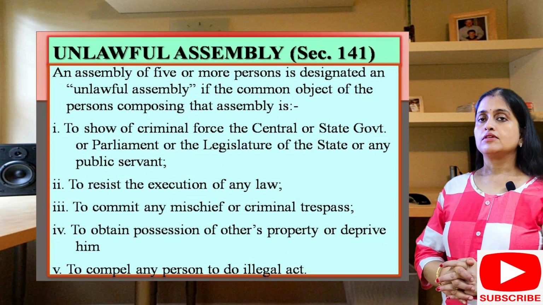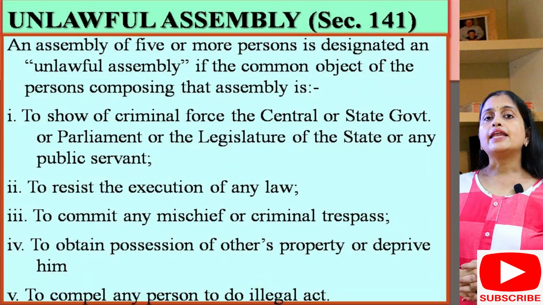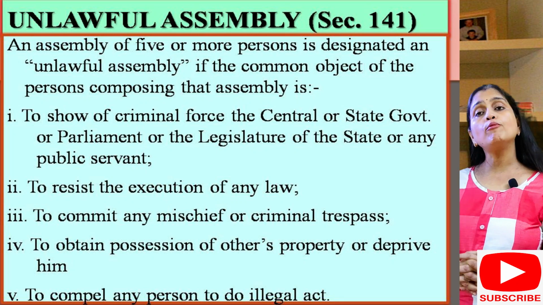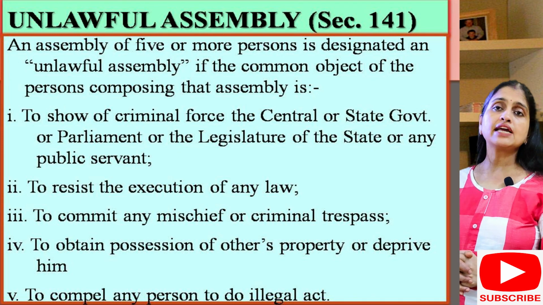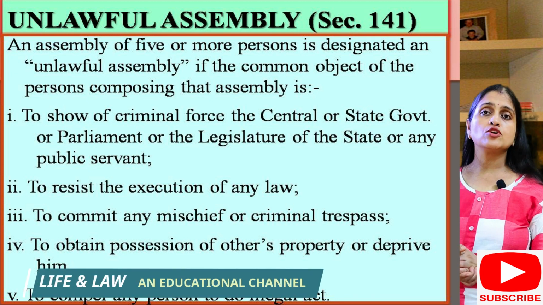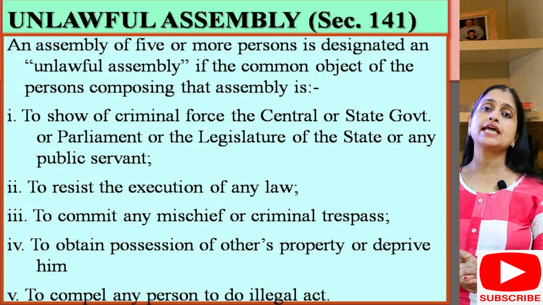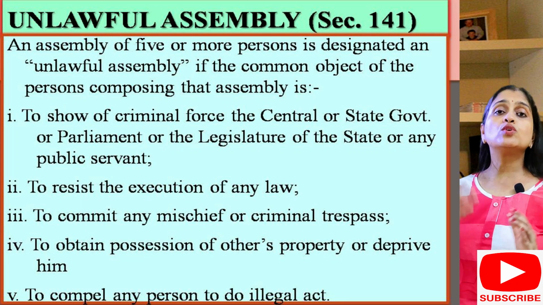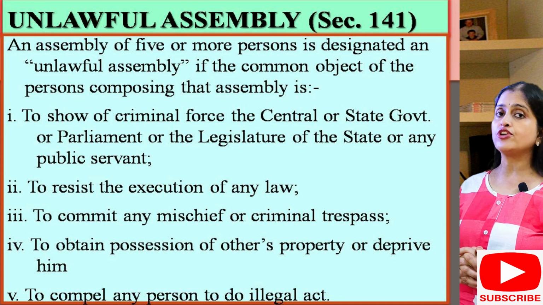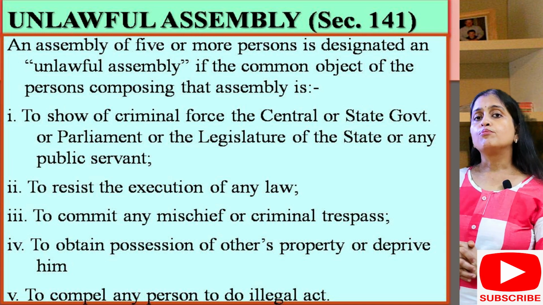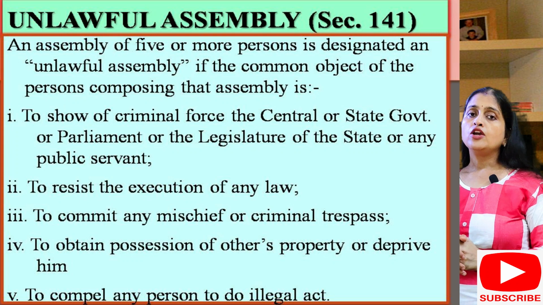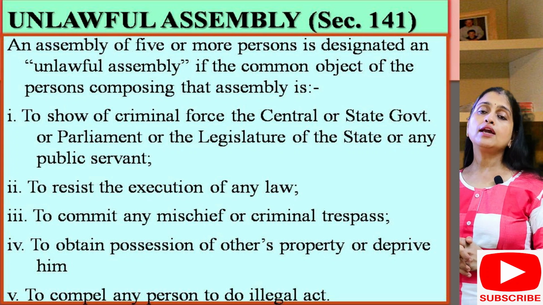Unlawful assembly. Section 141. An assembly of 5 or more persons is designated an unlawful assembly if the common object of the persons composing that assembly is to show criminal force to the central or state government or parliament or the legislature of the state or any public servant, to resist the execution of any law, to commit any mischief or criminal trespass, to obtain possession of others' property or deprive him from enjoyment of such property, to compel any person to do illegal act.